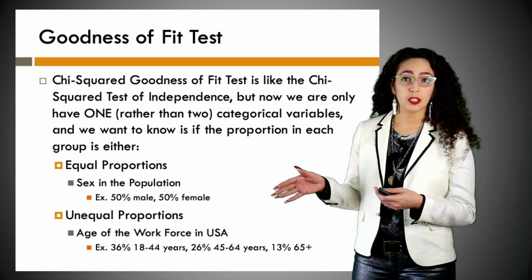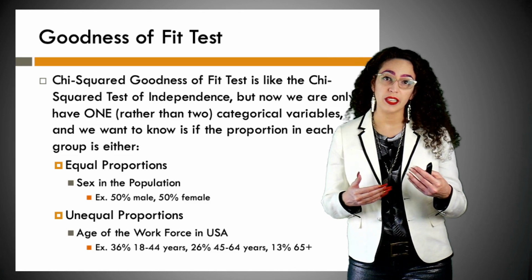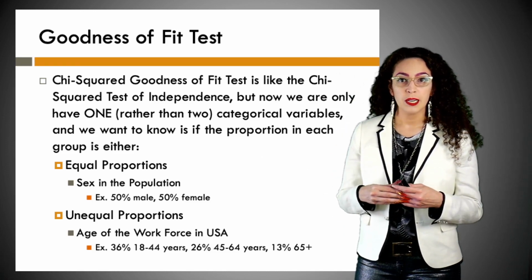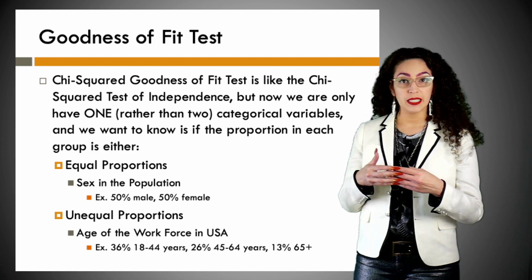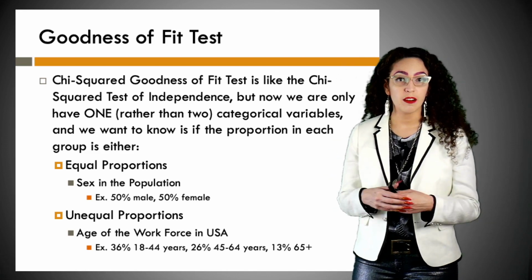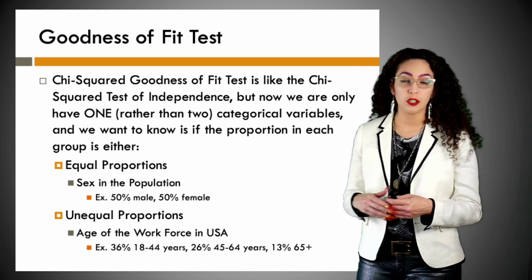Or unequal proportions. So maybe the age of the workforce in the US, we wouldn't expect all the different age groups to be all in the workforce, but we would see if certain cities, for example, have the same proportion of people we would expect of different age groups to be working.